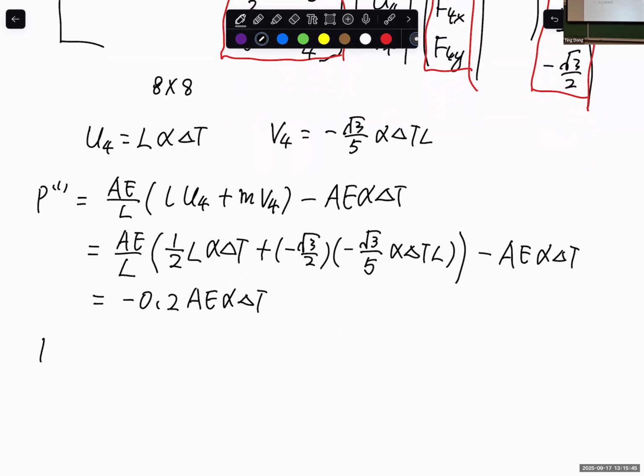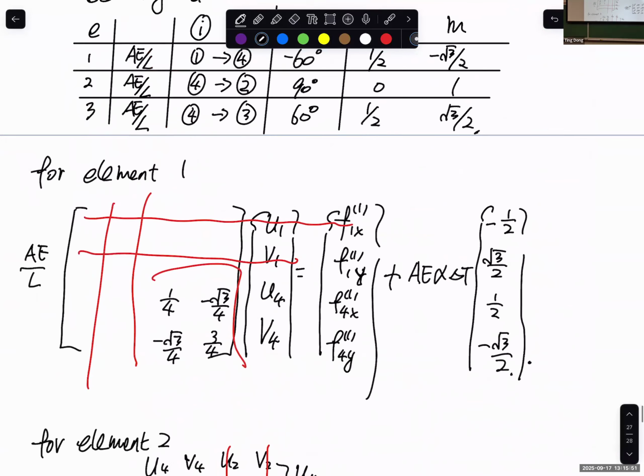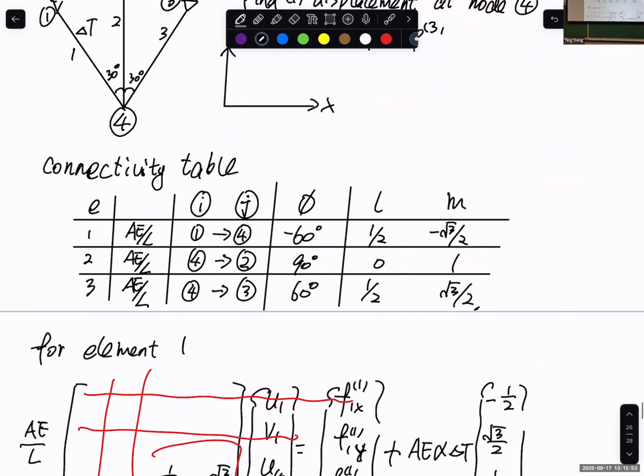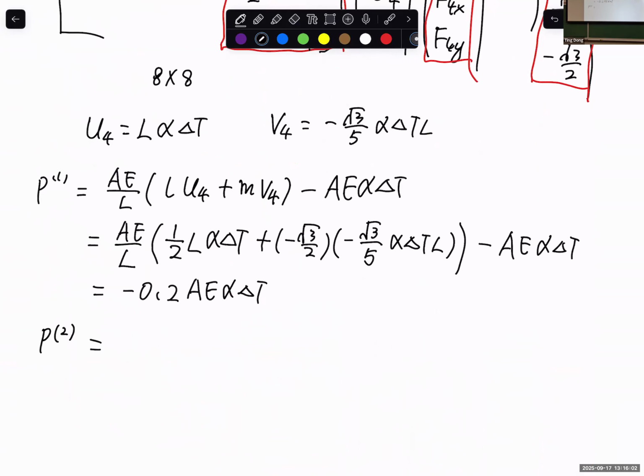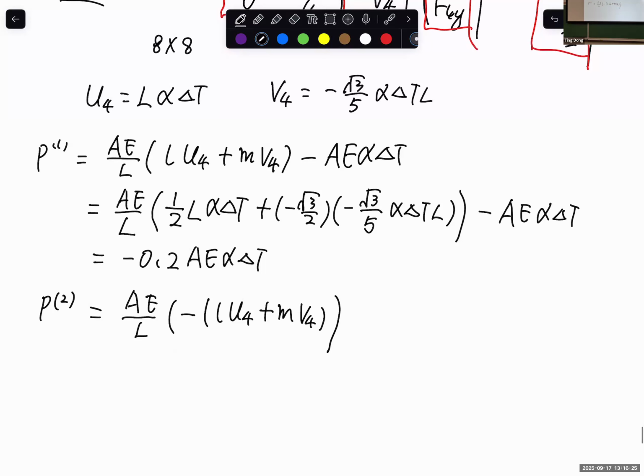Element 2, very similar. Since now we are defining our node order from node 4 to node 2, node 2 is the second node, node 4 the first node. And everything related to node 2 is 0. So now it becomes AE over L, minus, it's 0 minus L U4, M V4. There's no temperature change, so that term is 0.